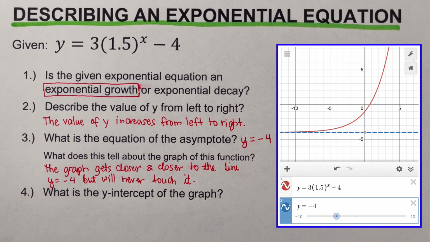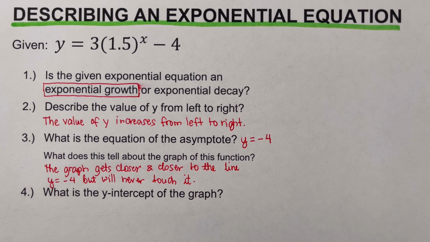Okay, you will see on the side the graph of, again, this exponential function and this asymptote. Although it looks like the graph is touching the asymptote, y is equal to negative 4, it is not. If we zoom in, it's not going to touch it. It just gets closer and closer to it, but will never touch it. Now let's move on to the next question right here.